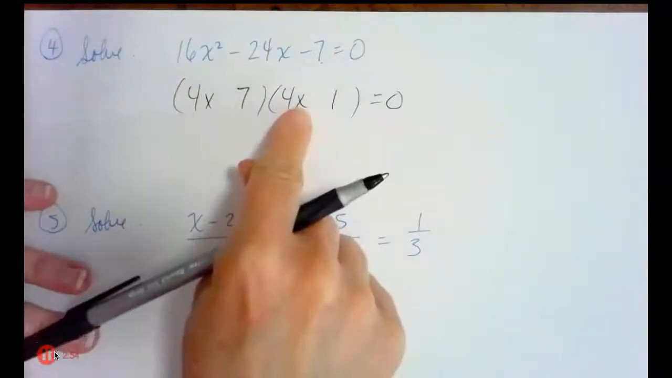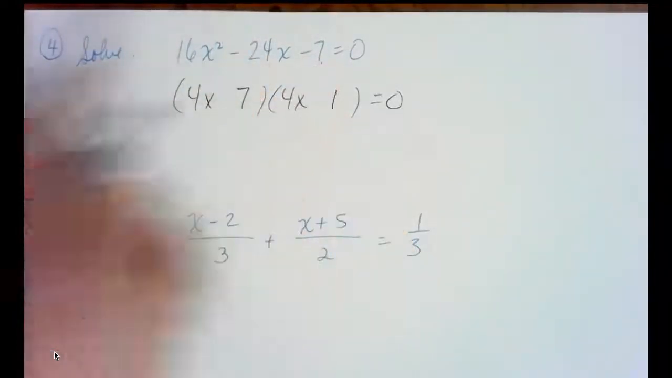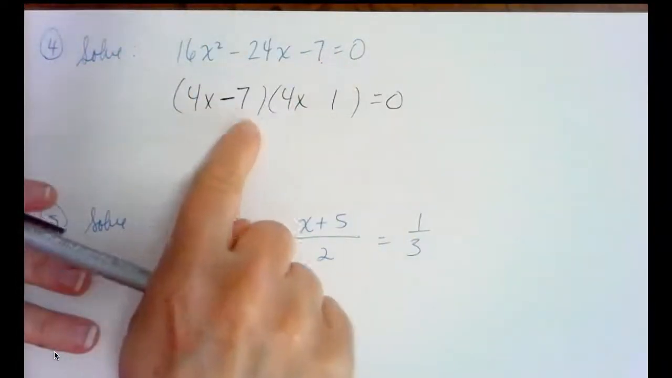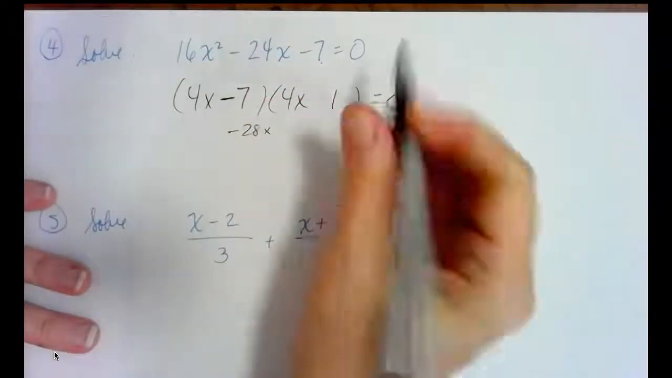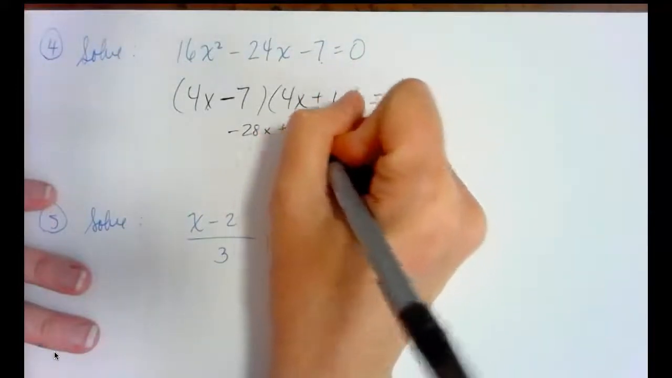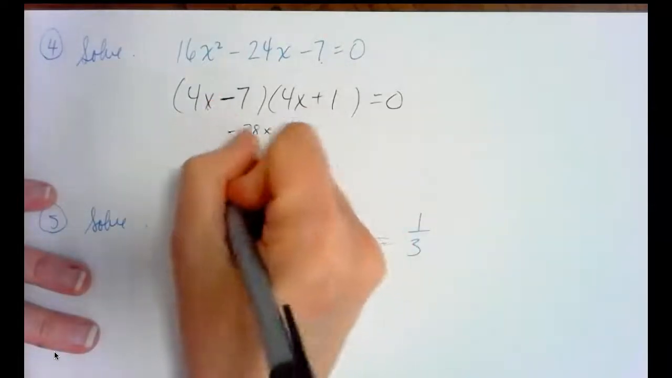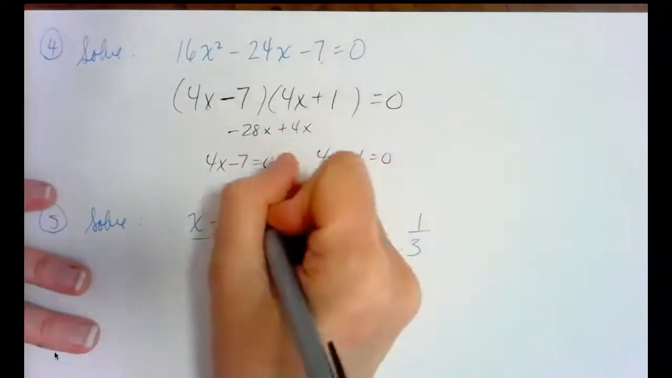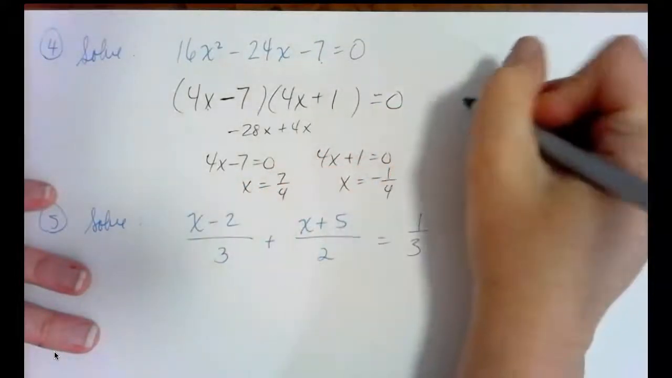So 4x times 4x gives us 16x squared. 7 times 1 gives us the 7. We want a 24 in the middle. So if we make -7 times 4, that gives us -28x. And then 4x times a +1 gives us +4x. This is where -24x is coming from. So 4x minus 7 equals 0, 4x plus 1 equals 0, x equals 7/4, x equals -1/4.